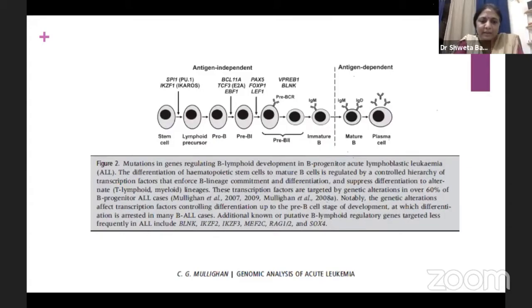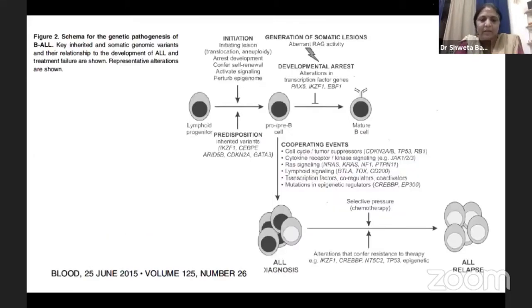Similarly, E2A and EBF1 are present at the pro-B and pre-B1 stages, and they prevent the differentiation of these early progenitors into a mature cell, and leukemogenesis happens. And this is the diagram which actually shows this quite neatly and clearly. So now this is a schema which shows the genetic pathogenesis of B-cell ALL, and it shows the relationship of development of ALL and treatment failure.